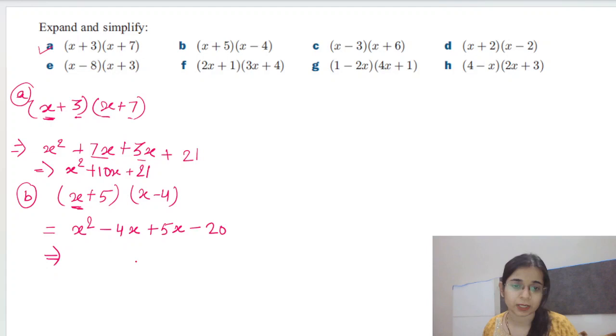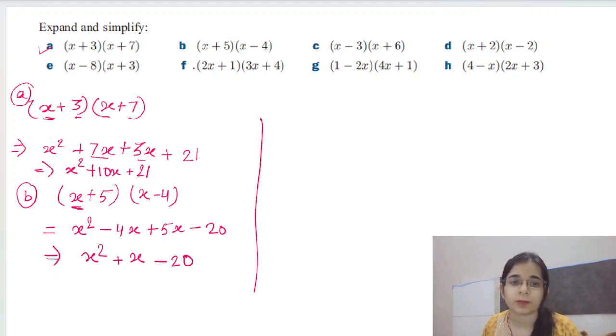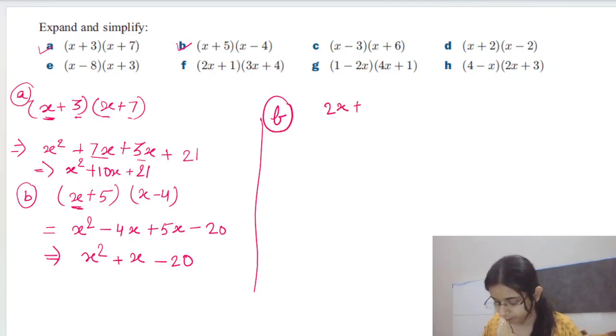x square minus 4x plus 5x minus 20. So this is x square plus x, obviously 5 minus 4 is 1, so 1x is x only, and minus 20. Okay, for A and B part I have done. Now I'm going to do the F and G part. Rest questions are for you to practice at home.